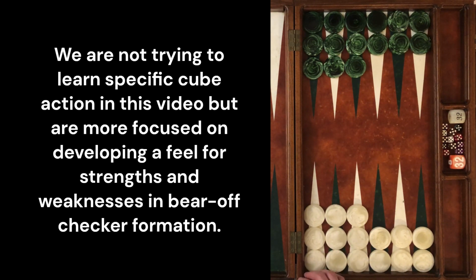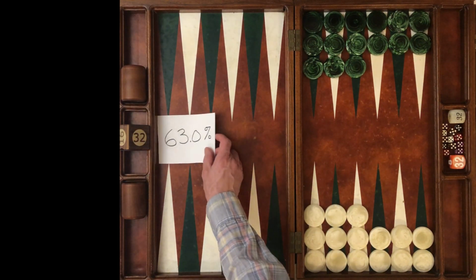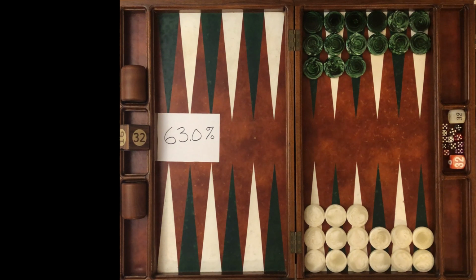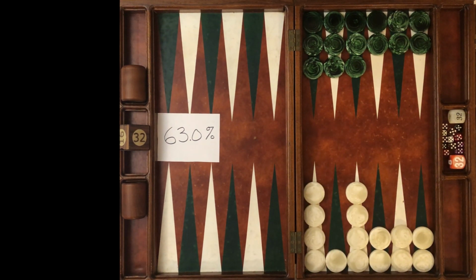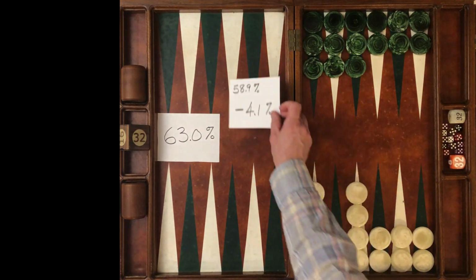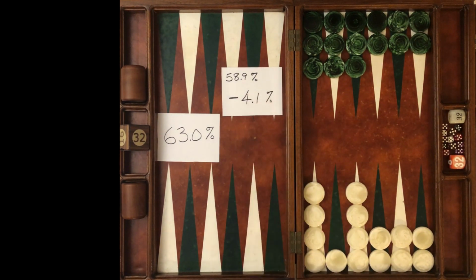We will use this formation for both sides, and we are not focused on if this is a cube or not. We are looking to develop a feel for how changes in distribution affect our winning percentages. Now in this position, we are on turn. And as is, our winning percentage for this position is 63%. Now if we create some stacks without changing the pip count, +1, -1, we now have a weakness, and our winning percentage drops to 58.9%. We lost 4% in winning percentage just by having this weakness.